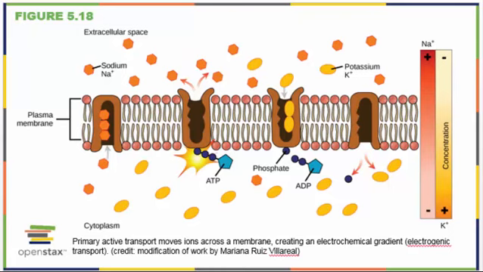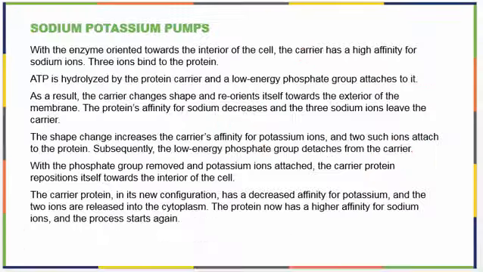The shape change increases the carrier's affinity for potassium ions, and 2 such ions will then attach to the protein. Subsequently, that low-energy phosphate group is going to detach itself from the carrier. With the phosphate group removed and the potassium ions attached, the carrier will reposition itself towards the interior of the cell. The protein carrier with its new configuration has a decreased affinity for potassium, and those 2 ions are released into the cytoplasm. The protein now has a high affinity for sodium ions again, so the process starts all over.